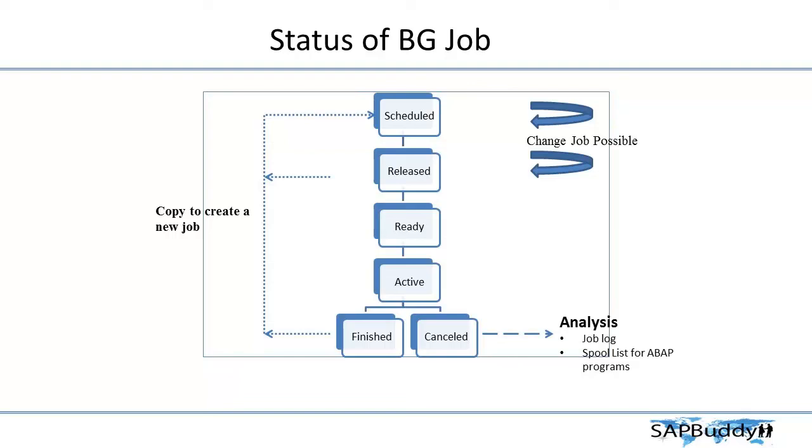Okay. In the final stage, once it is finished or cancelled, only then can the job log and the spool list be created, or we can say it's visible for you, or it can be generated properly, so you can analyze it. Mainly we have two analyses: the job log as well as the spool list, which is generated by the program.